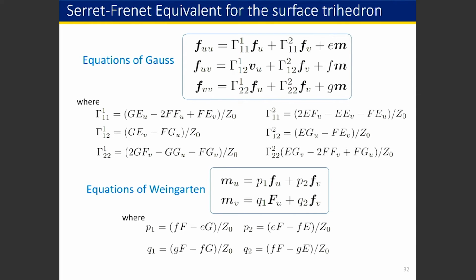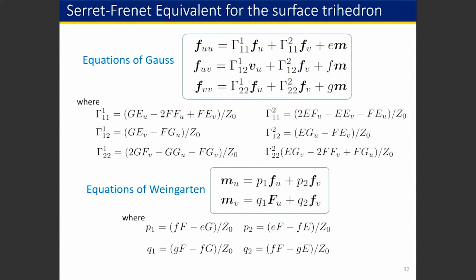The expressions here, which we're generating, these partial derivatives, are the equivalent to Serret-Frenet on a surface for a non-orthogonal reference frame. But they're only 2/3 of the story. The other third of the story is what are the derivatives of m with respect to u and v, and they are here, and these are called the equations of Weingarten.